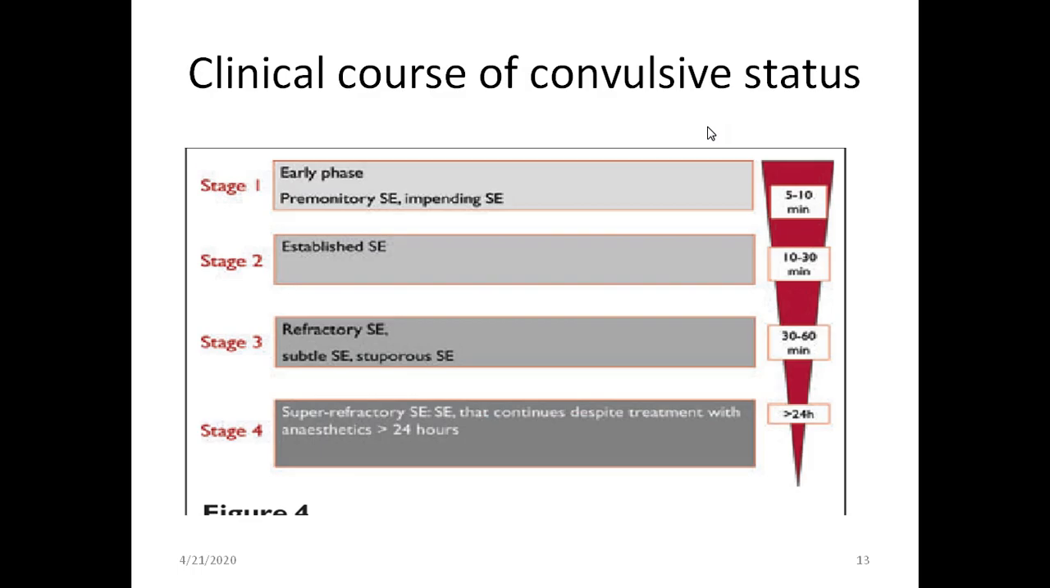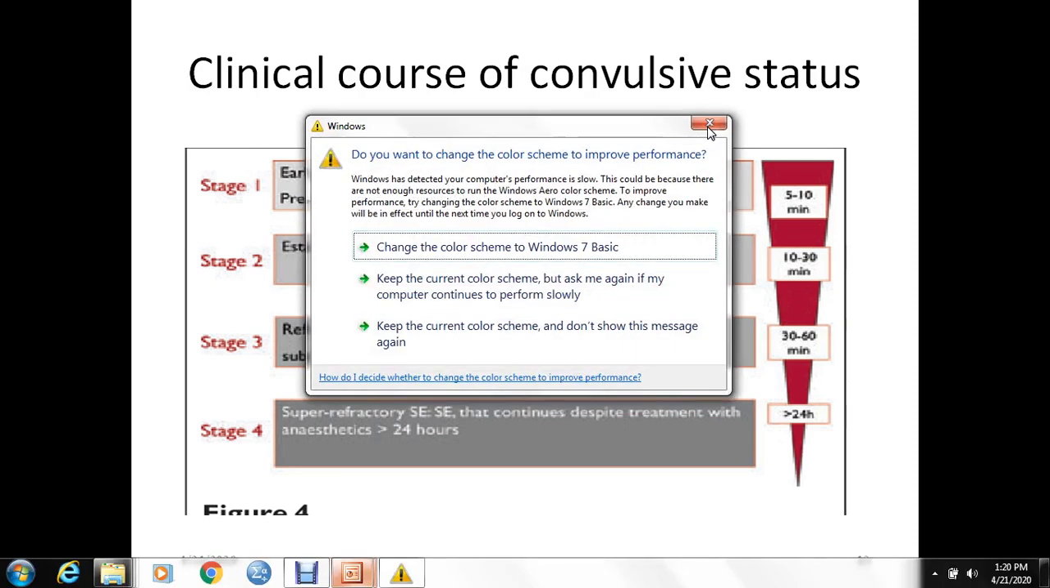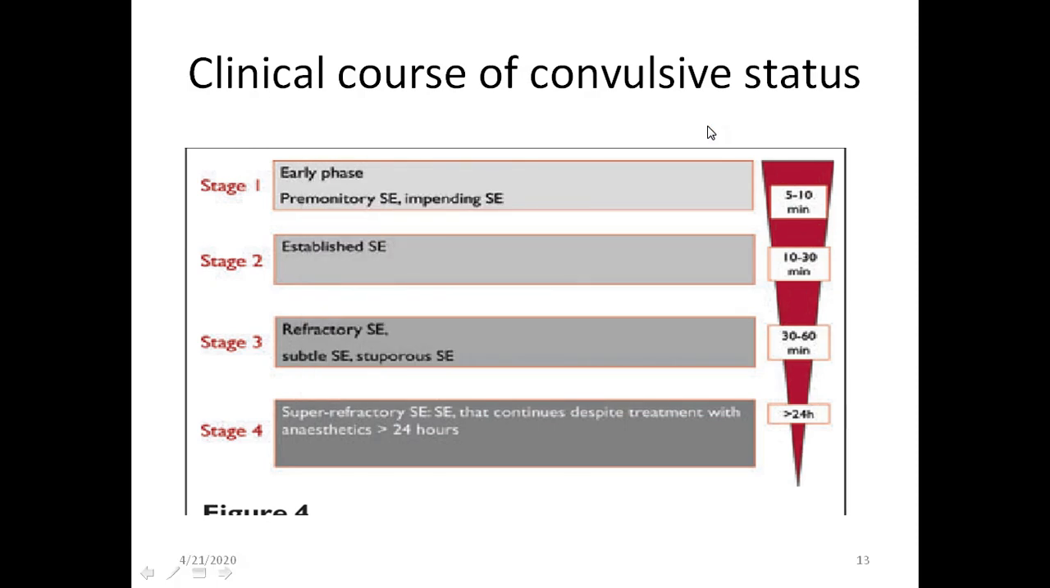So this is a very important slide which we need to understand. As we recall, the definition of status epilepticus has changed. Initially it was a 30 minutes duration, then 15 minutes duration. Now it is reconciled to a time duration of about 5 minutes. So status epilepticus has stages: the early phase, which is stage 1; stage 2 is the established phase; stage 3 is the refractory phase; and stage 4 is the super refractory or malignant phase.